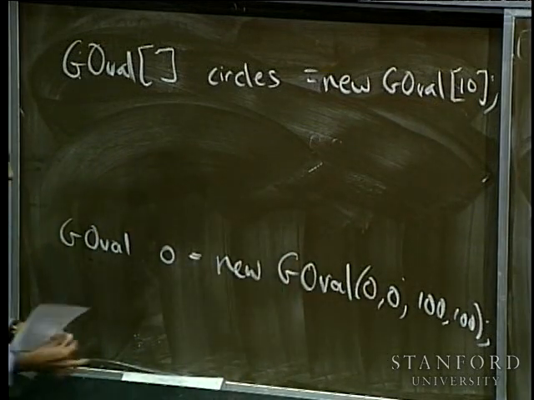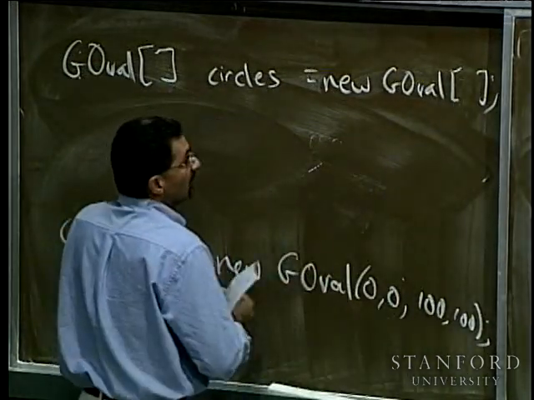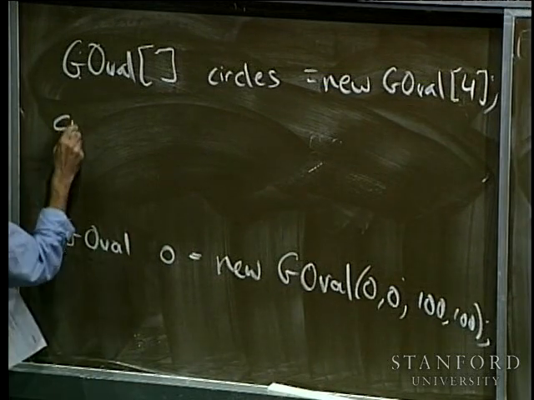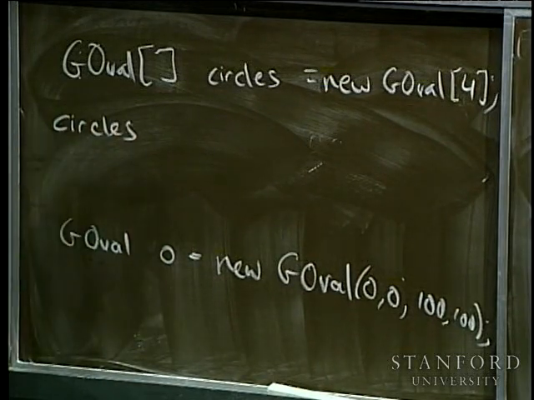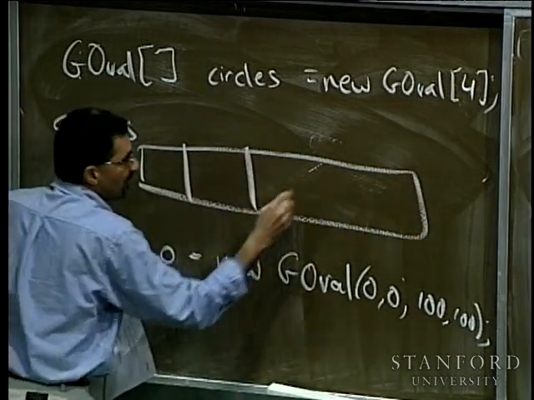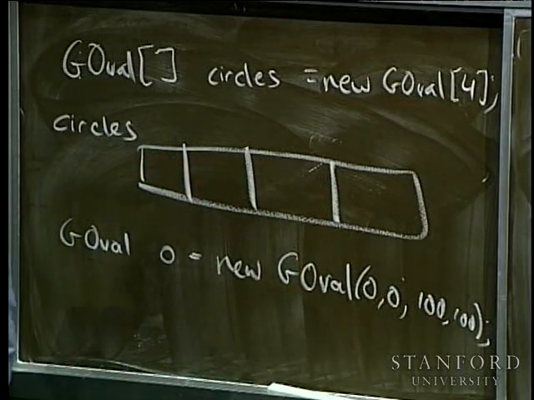Okay? So what does that actually mean? Let me make this a little bit smaller so I don't have to draw 10 boxes. I'm going to make this 4. Okay? But same effect. When I do this declaration, what I now have is this thing called circles, which is an array. It's an array that's got 4 cells in it. And each one of these cells is basically going to be able to store a GOval.